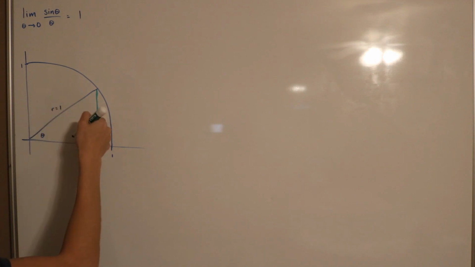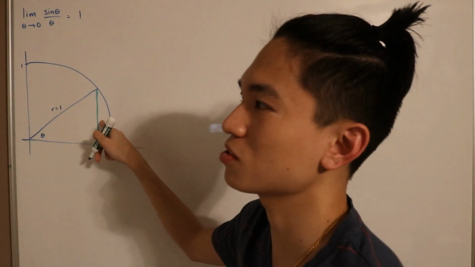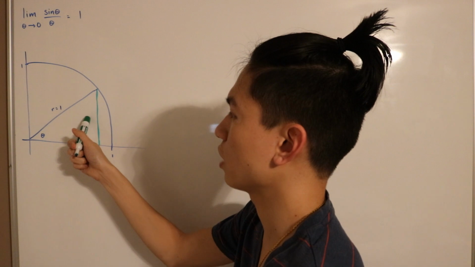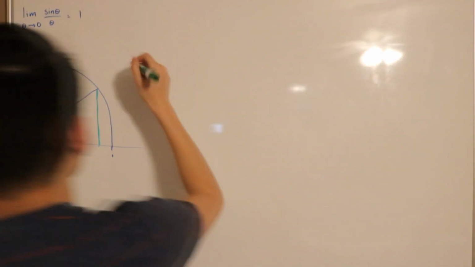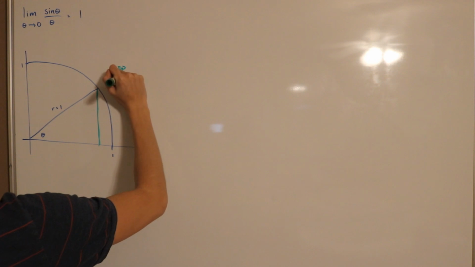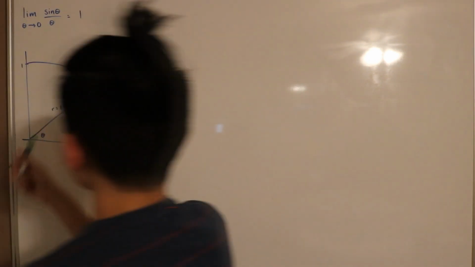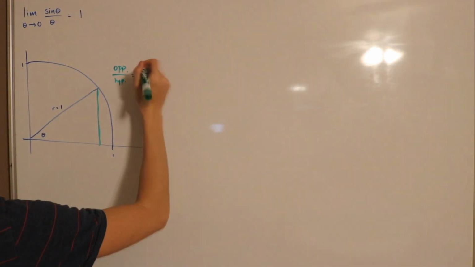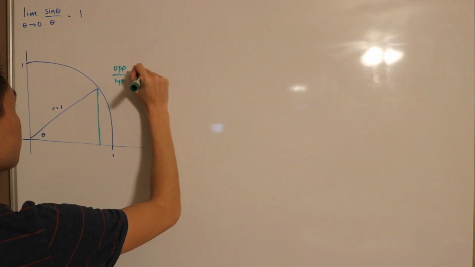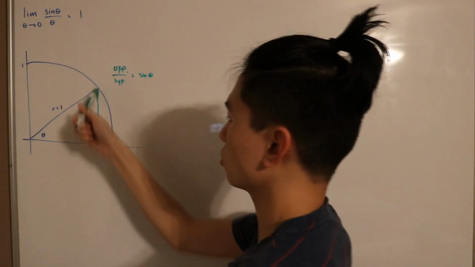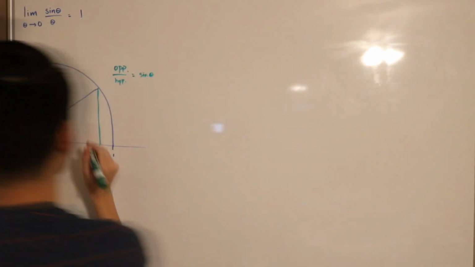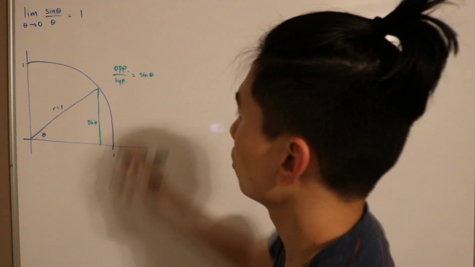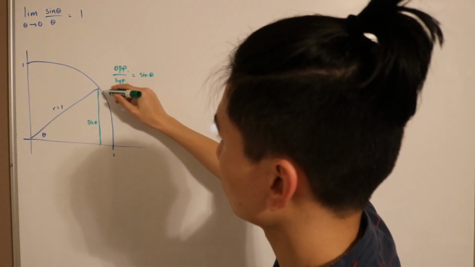If you remember back from your days in high school, we have our trig functions. This is considered the opposite, and this is the hypotenuse. So what does that give? Opposite over hypotenuse, and obviously here the hypotenuse is 1. So this green marked length right here is sine theta.